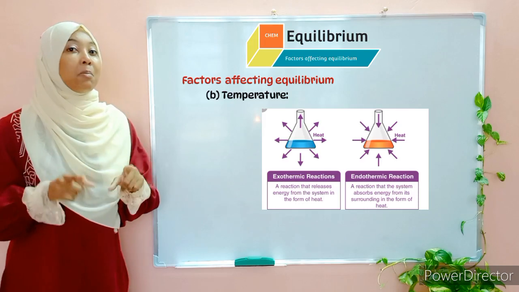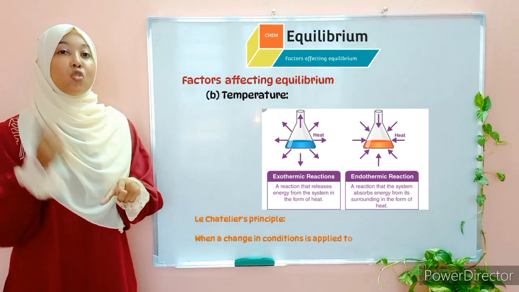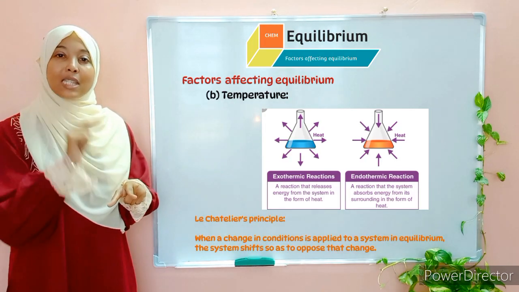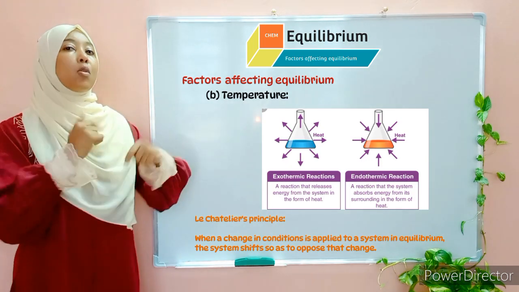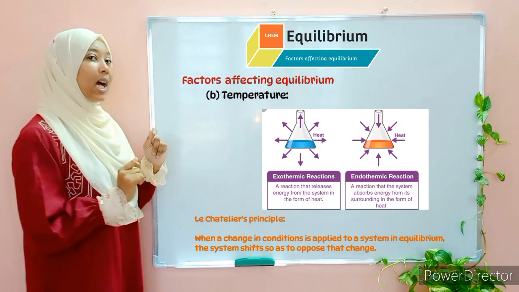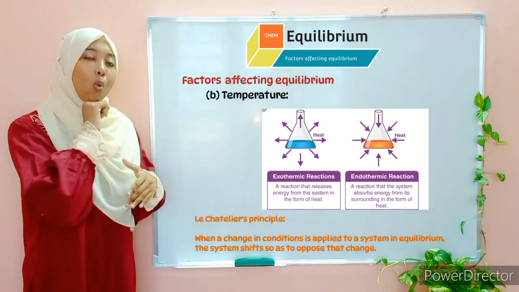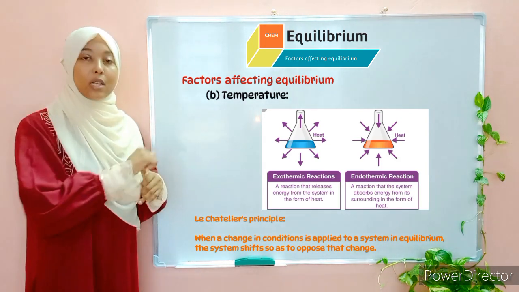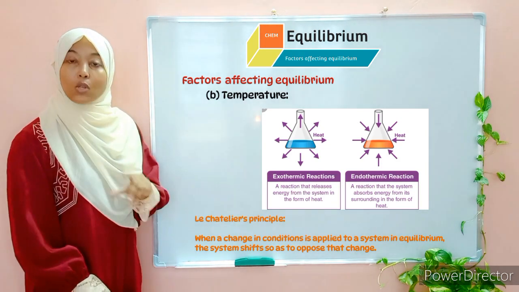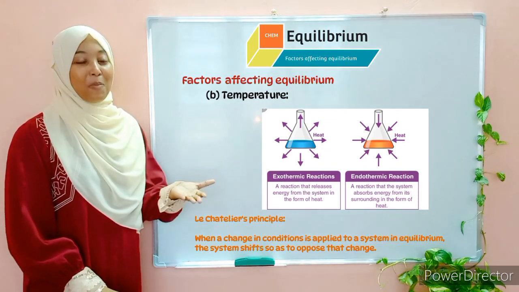Now again, remember Le Chatelier's principle? If you change any of the conditions, the system will work in a way that opposes that change. Now, if we are to increase the temperature, what will the system seek to do? Lower it. If you lower the temperature, what will the system do? Increase the temperature.